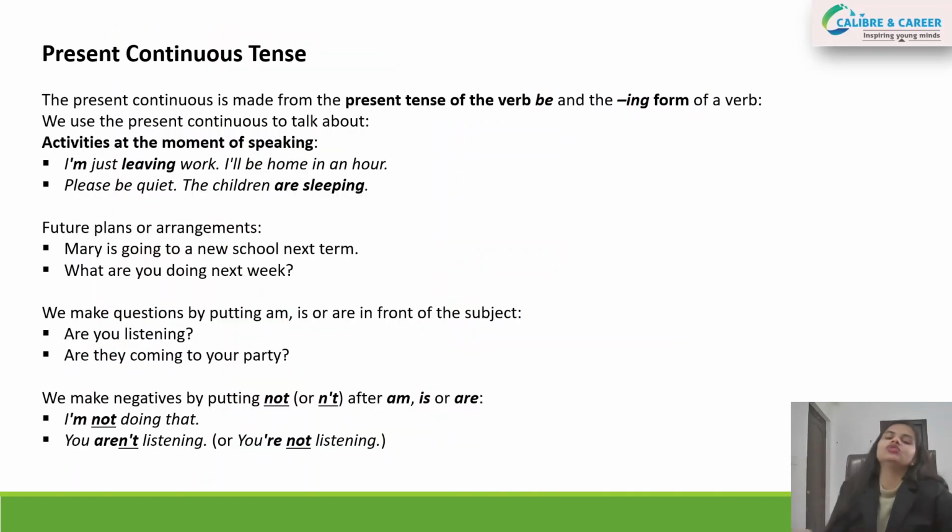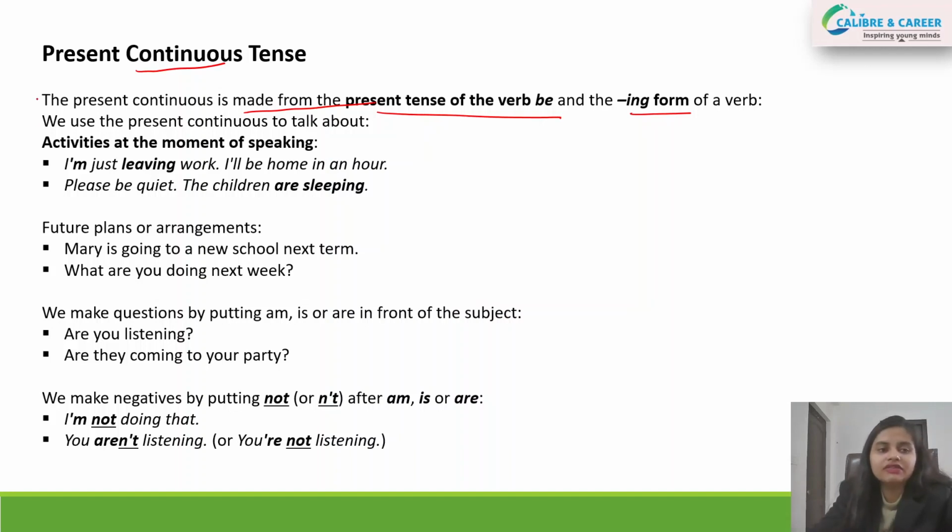Okay. Now moving to your present continuous tense. As the name suggests, continuous means there is an activity that is still continuing in your present. So what is the meaning of present continuous tense? It is made from the present tense of the verb be, and you will use ing with it. We can make a bifurcation in the present tense and the way we are using the verbs.